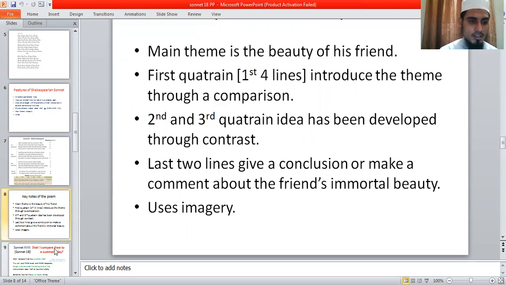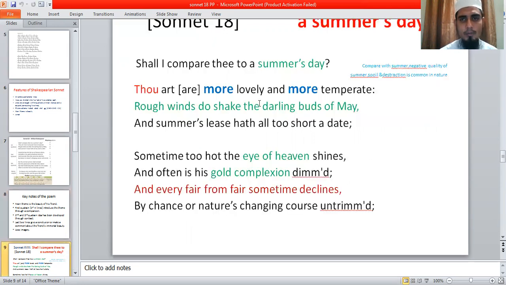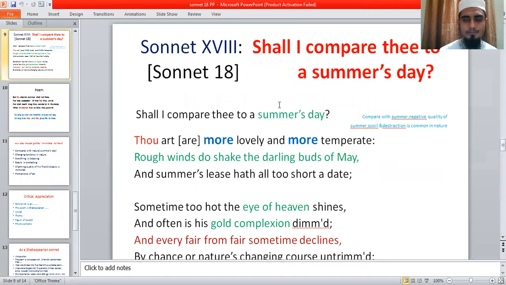So now let's start the poem. Very briefly, I would like to discuss with you the poem. You know that Sonnet 18, the poem, has another name: "Shall I compare thee to a summer's day?" This is another name of the poem. Sonnet 18. So let's start to explain very briefly.